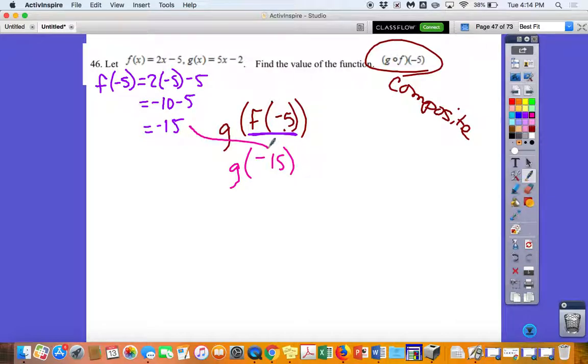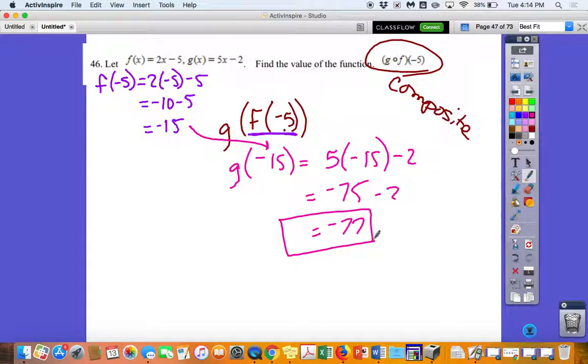So switchy swappy right there. Now, take your g function and put negative 15 in it. So that'd be 5 times negative 15 minus 2. Well, if I'm remembering right, that's 75. But I'll double check just to make sure I don't do something stupid. So 5 times 15? Yep, that's right. So negative 75 minus 2 is negative 77. So that should be my answer right there. Let's verify. What number was that? That was number 46. Yeah, negative 77. We're good.